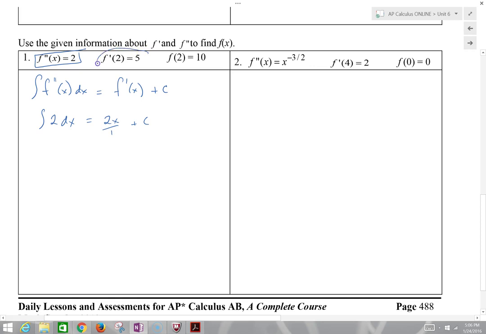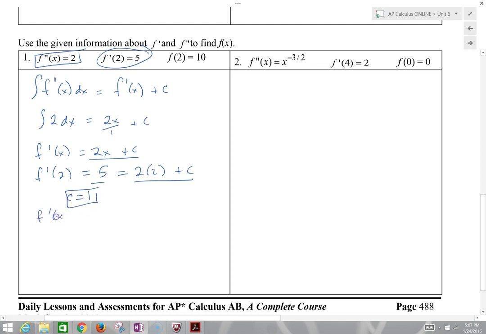We look up here and we know something about f prime of 2, which is going to allow us to find c. So we know that f prime of x is equal to 2x plus some constant. But we also know that f prime of 2 is equal to 5. That has to be equal to 2 times 2 plus c. So here's our function. Here's our answer, which means c has to equal 1. So f prime of x is equal to 2x plus 1.